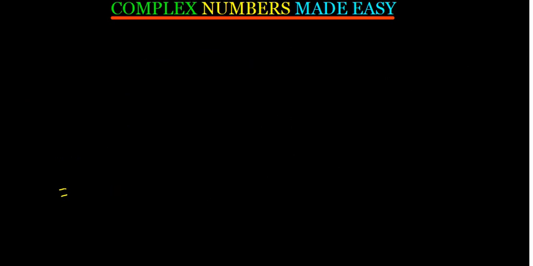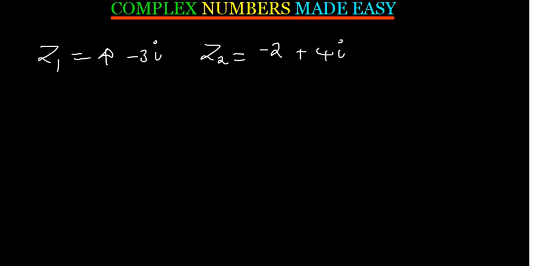So how do you add and subtract complex numbers? Let's say you have z1, which is equal to 4 minus 3i, and z2, which is equal to negative 2 plus 4i. The question for the first one: we want to find z1 minus z2. For the next one, let's say we want to find z1 plus 3z2. You want to work this out.